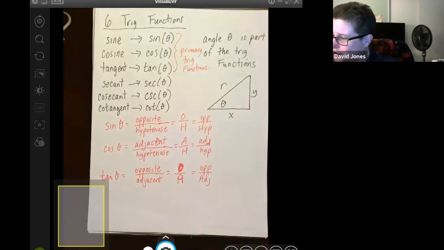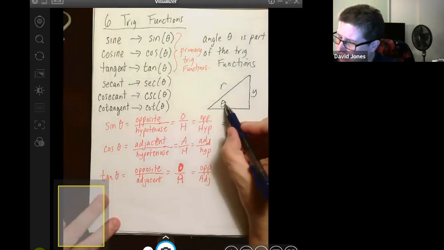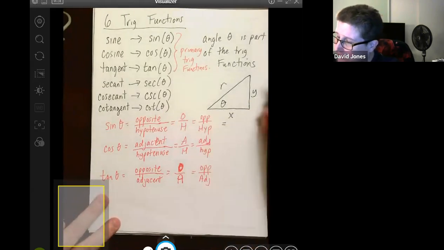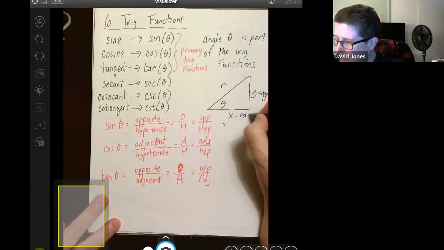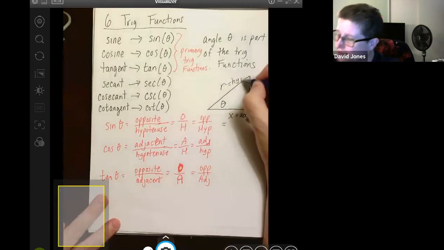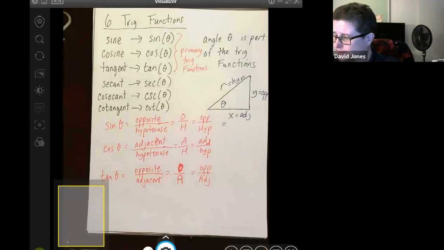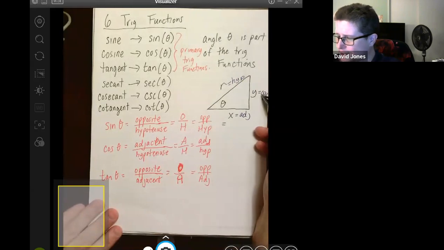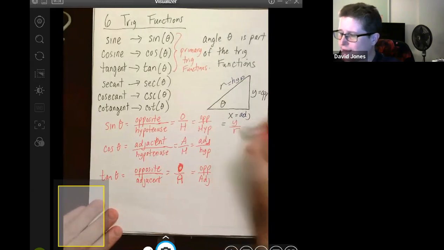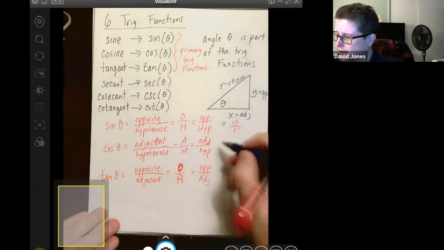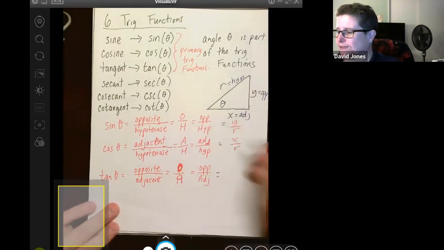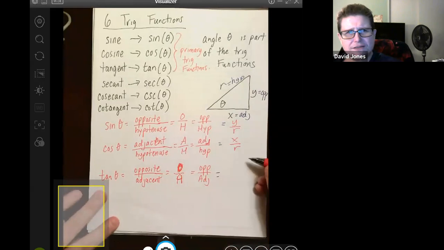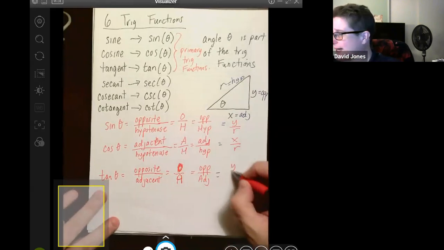If we look at our pictures, for theta, the opposite side is Y, X is the adjacent side, and R is our hypotenuse. So sine of theta is opposite over hypotenuse, which is Y over R. Cosine of theta is adjacent over hypotenuse, which is X over R. And tangent of theta is opposite over adjacent, which is Y over X.